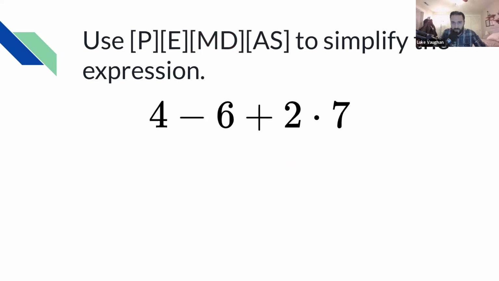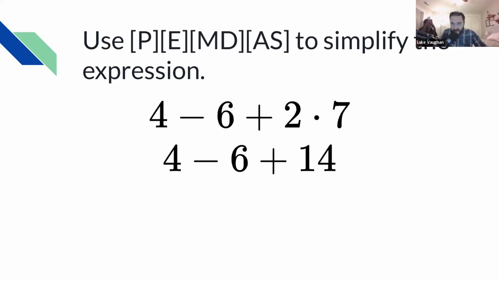Example 6. Once again, we want to use PEMDAS to simplify the expression. Read PEMDAS from left to right. Do we have any parentheses? No. Do we have any exponents? No. Do we have multiplication or division? Yes, we do. We have multiplication right here. 2 times 7 is 14. So now we have 4 minus 6 plus 14.